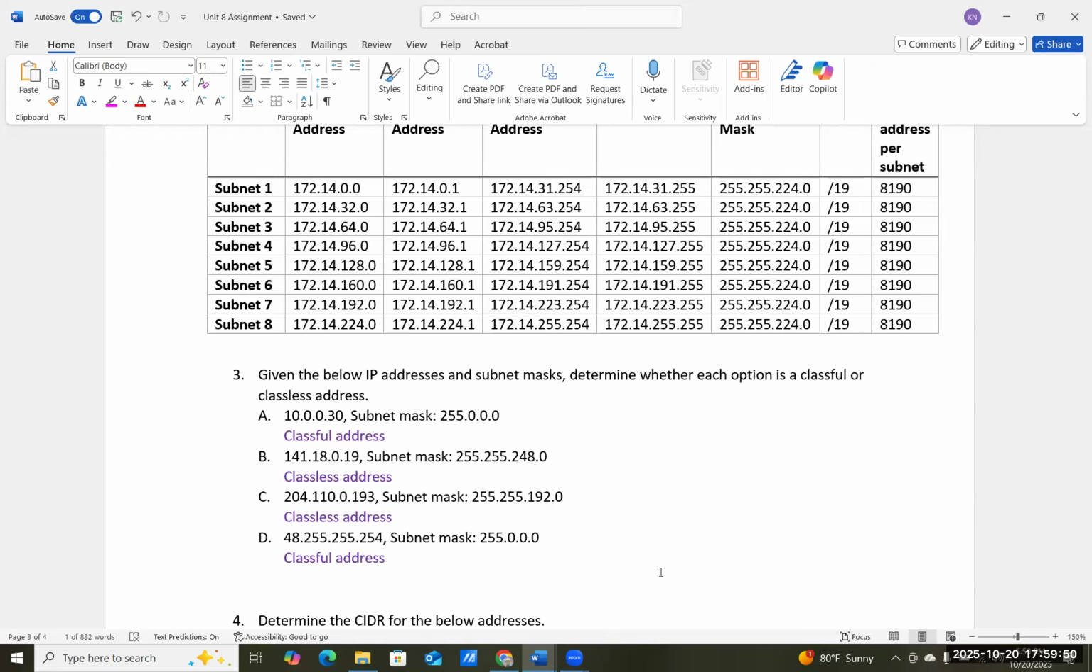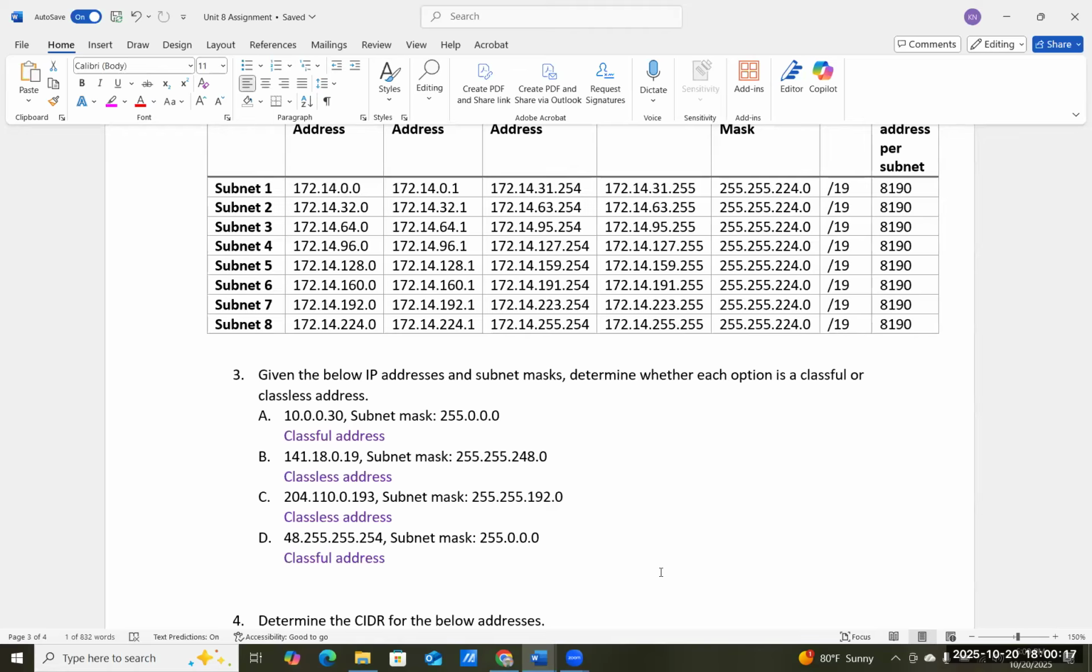So if you're looking at 3A, if we have this IP address 10.0.0.30, and it uses a subnet mask 255.0.0.0, this is a true class A. So it is a classful address. It belongs to its class A.